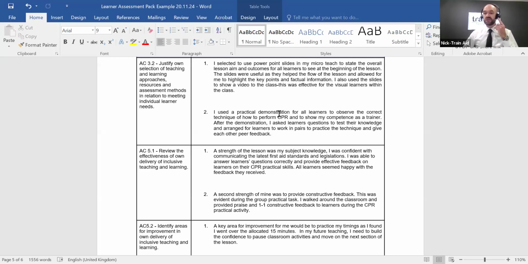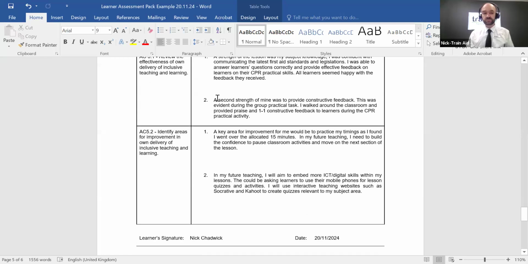Okay, so within this section, think about 2 things. It's all about justifying why you use that type of approach, activity, resource, or assessment methods. Hopefully that section is nice and clear for you to follow. So 2 things, all about the justification.